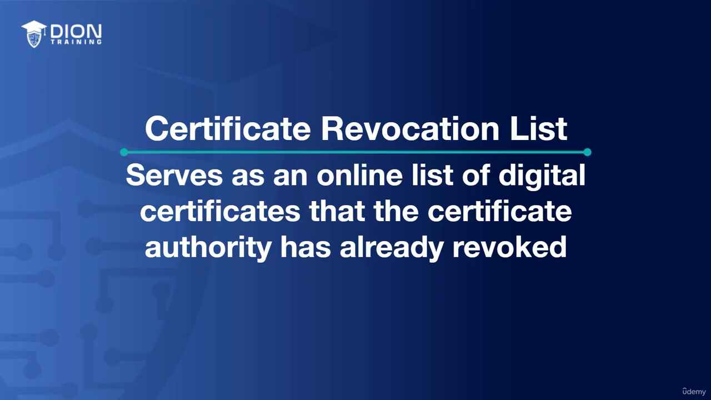Ninth, we have the certificate revocation list, known as the CRL. Now, each certificate authority is going to maintain its own certificate revocation list. This CRL will serve as an online list of digital certificates that the certificate authority has already revoked. Usually, this is because those certificates have become compromised by some kind of data breach.